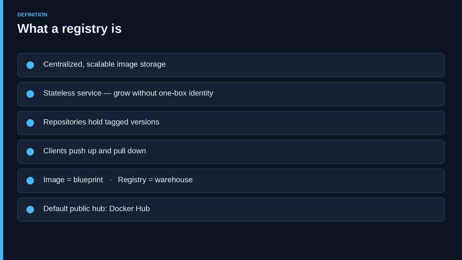The default public cloud registry most people meet first is Docker Hub. You search, you download, you publish. Private work usually needs a login first, because authentication is what keeps private repositories and pipeline operations from being open to the world.